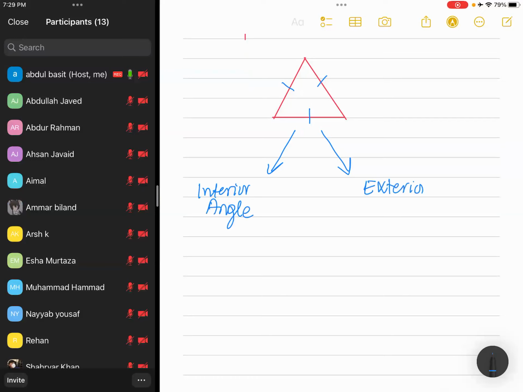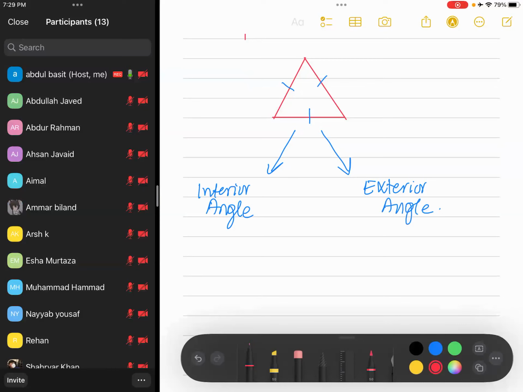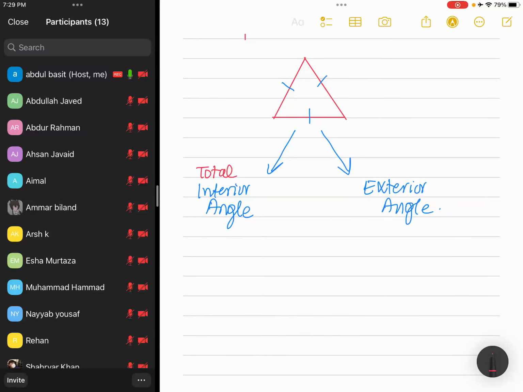एक एंगल इंटीरियर एंगल होगा, दूसरा एंगल बेटा एक्सटीरियर एंगल होगा। टोटल इंटीरियर एंगल का बेटा फॉर्मूला है (n-2) multiply by 180, and total exterior angle is equal to 360। ये कैसे होता है मैं बाद में बताऊंगा आपको, ठीक है?